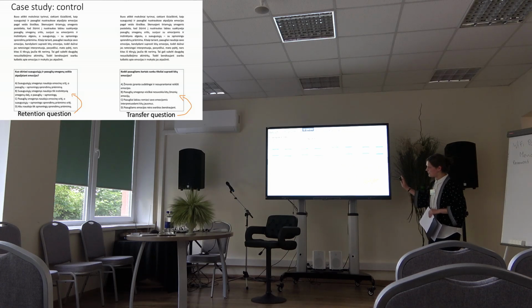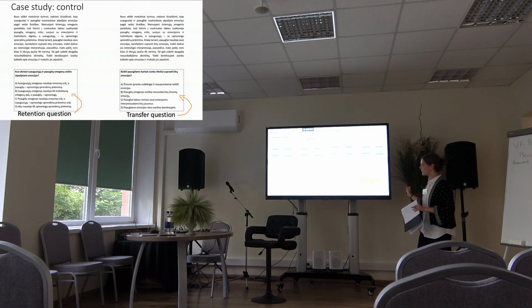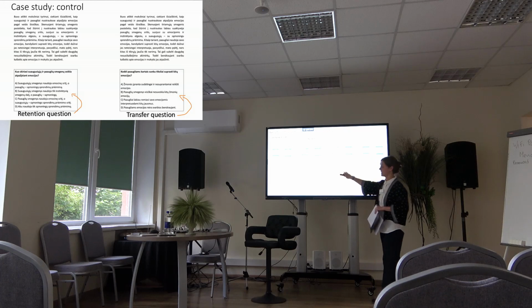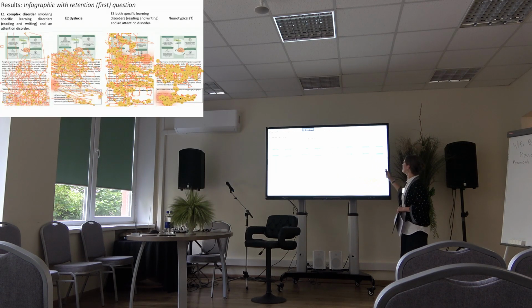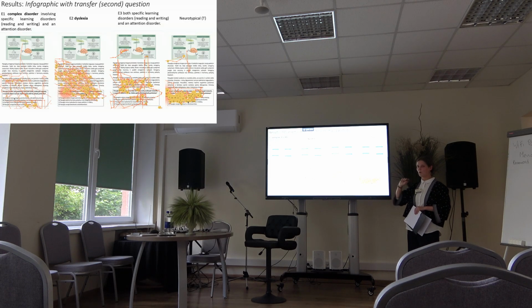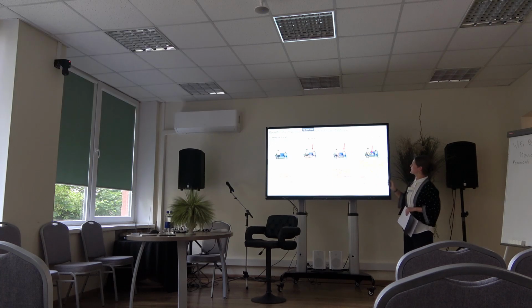Okay, the same text, but with different question. Let's see what we have. Neurodivergent students also tried to read the same text again, as you see. Neurotypical student didn't. You see, he or she went to the question because working memory works. That's why. Okay, let's go further.